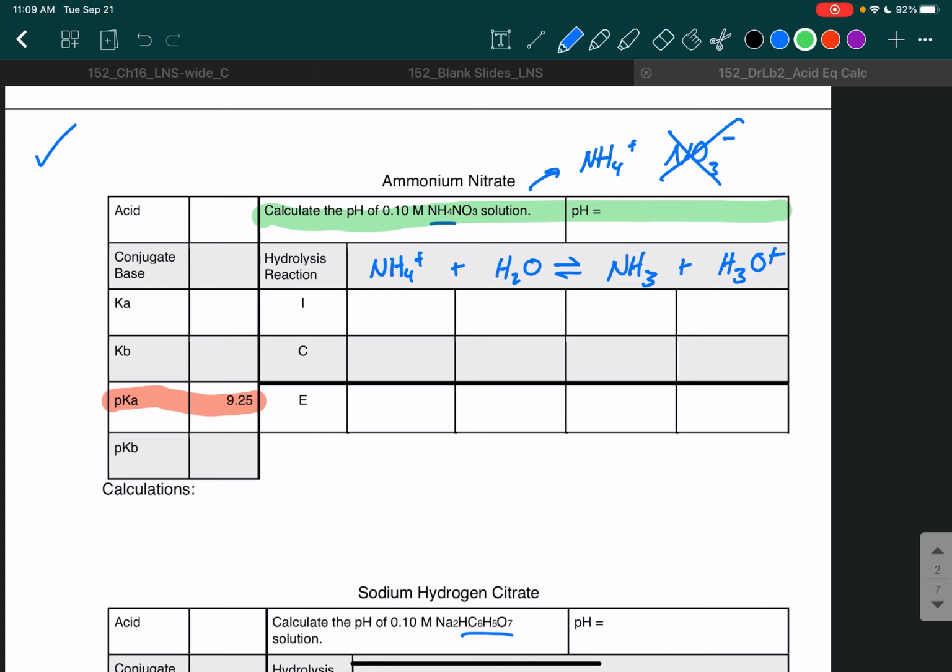Maybe I should comment on one other little thing. Since the pKa is given on that table on the left-hand side, you use that information to then calculate all the other bits of data in the questions there. Okay, and I will go through that with you.